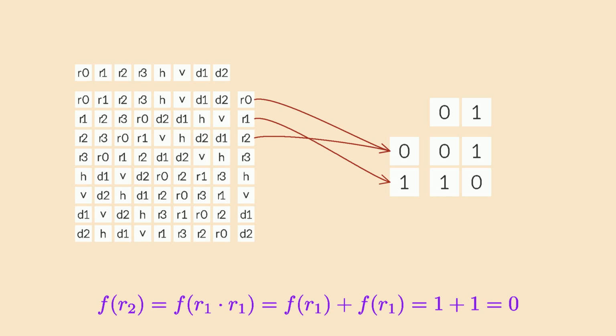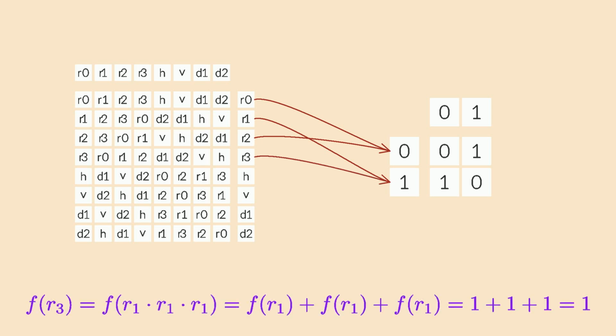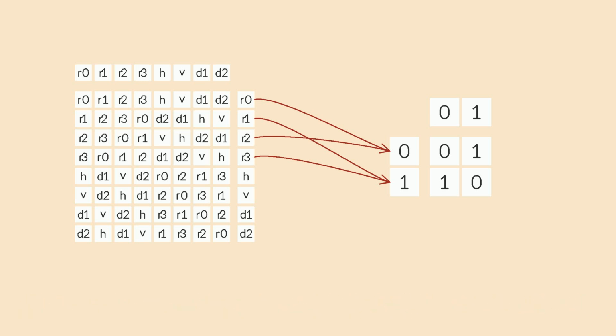And in a similar way, the 270-degree rotation must be mapped to 1. As I mentioned earlier, once you know what happens to the generators of a group, you know what happens to all other elements as well. Next up are the reflections.